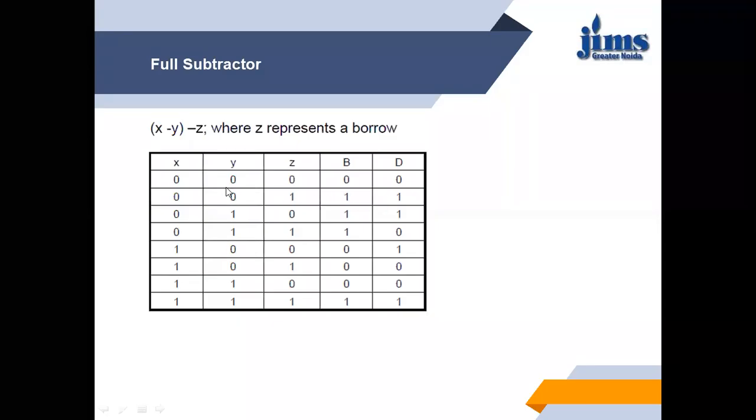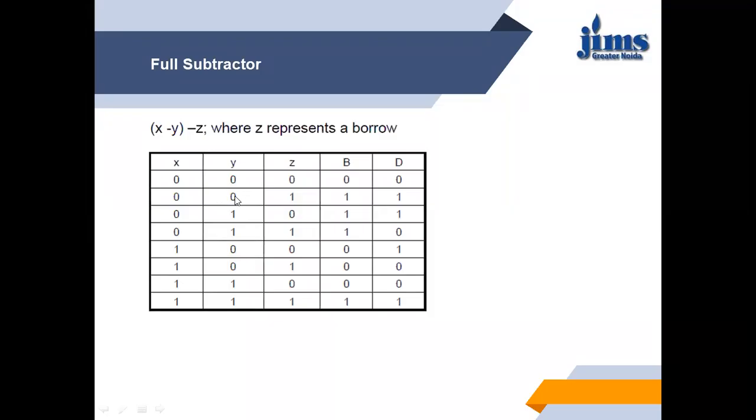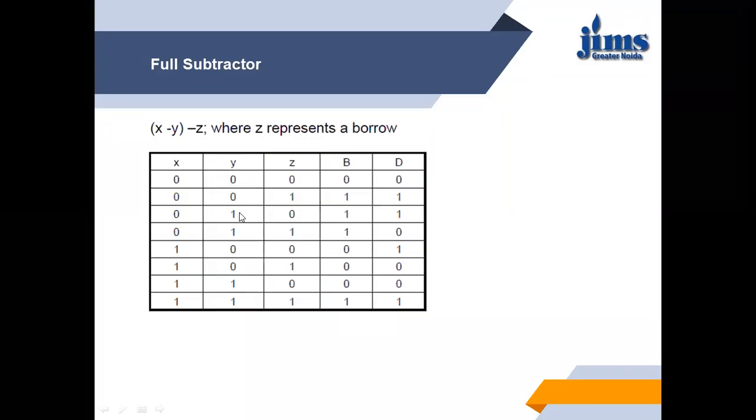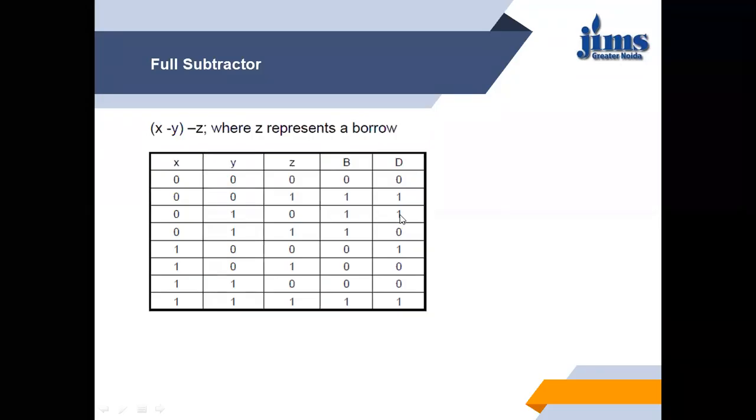Now 2, this y becomes 1 minus 1 0, 2. 2 minus 1 is 1. So in this case difference is 1, borrow is 1. Again 0 minus 1. So 0 minus 1 not possible. We have to take a borrow. So the borrow is here 1. Now it becomes 2. 2 minus 1 is 1. Then 1 minus 0 is 1. So difference is 1. Borrow is 1.